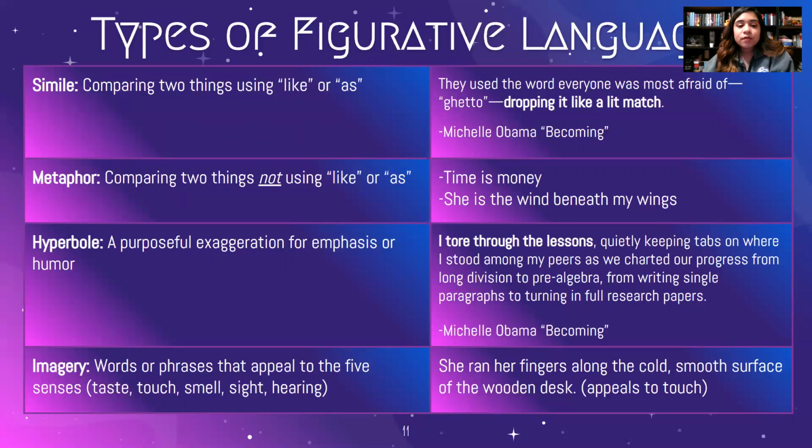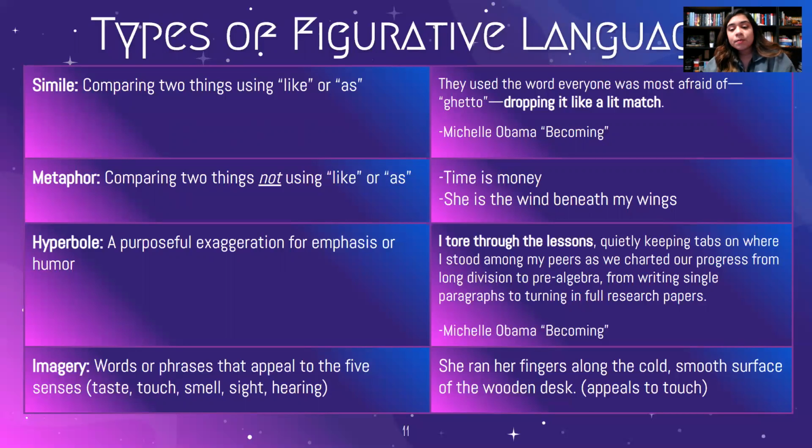Hyperbole, right, is a purposeful exaggeration for emphasis or humor. So in hyperbole, you're exaggerating something, right? So we have, it was 1,000 degrees outside. We've been in quarantine for an eternity, right? We've only been in quarantine about 20 days now. So it hasn't been an eternity, but it does feel that way. So in using hyperbole, you're exaggerating something, right?